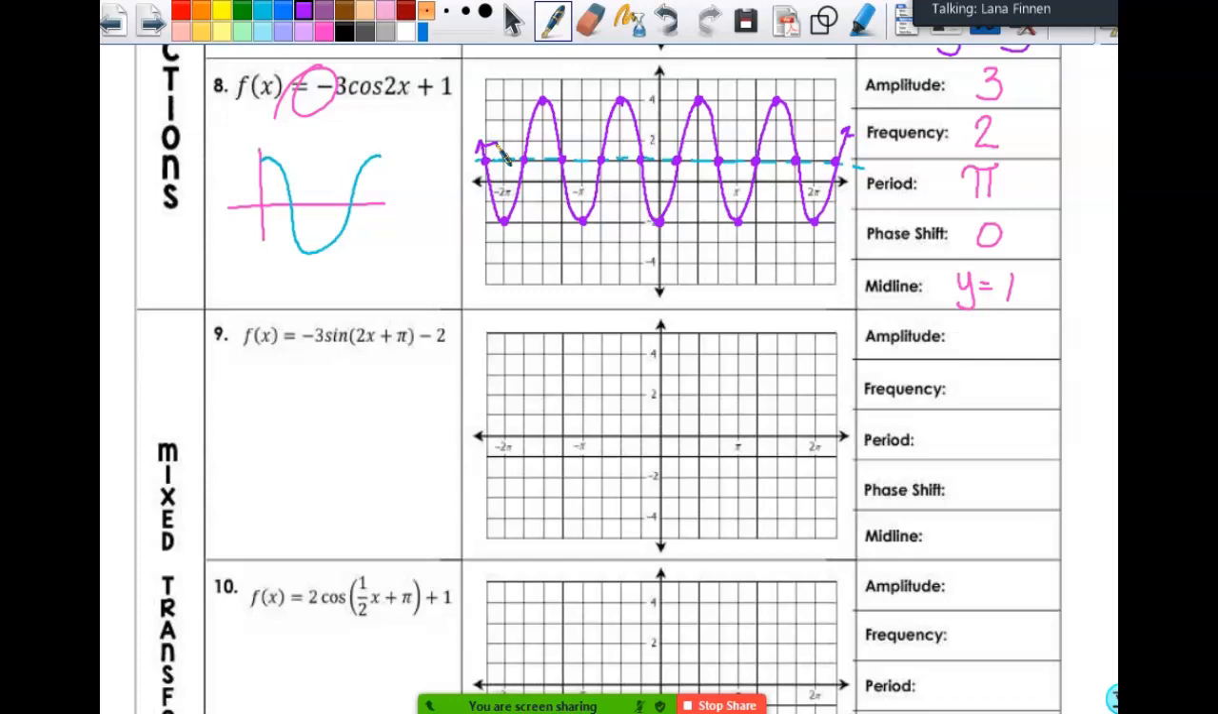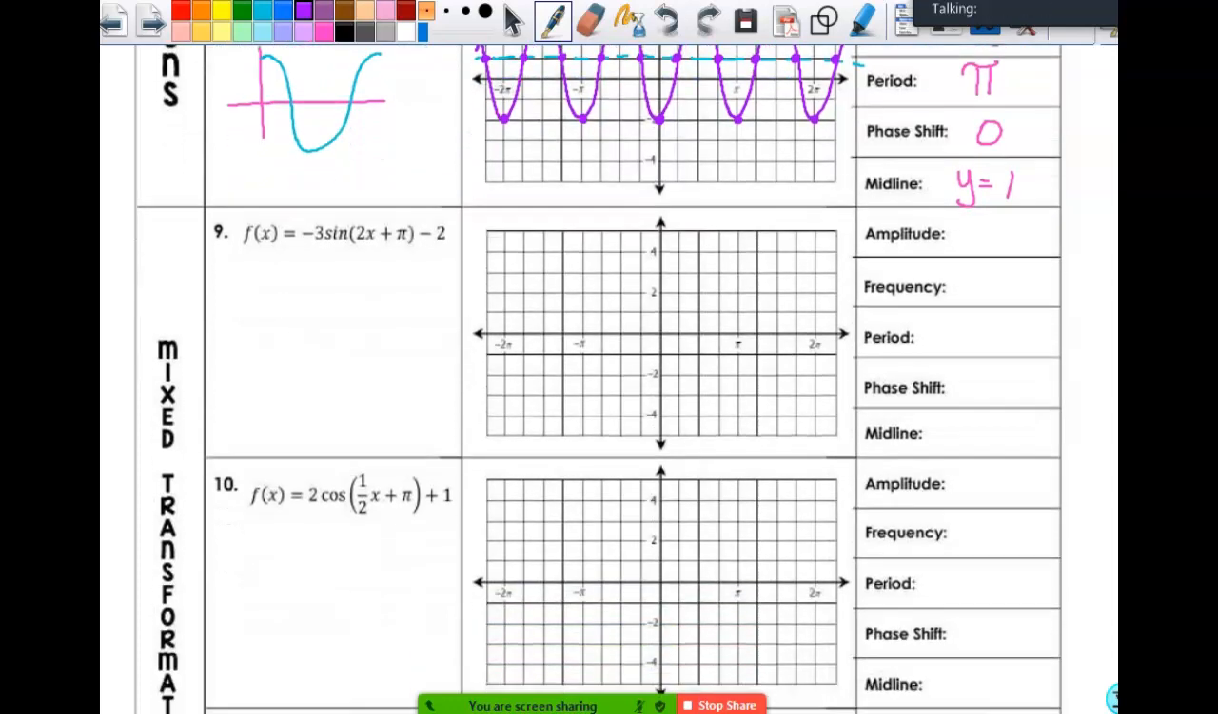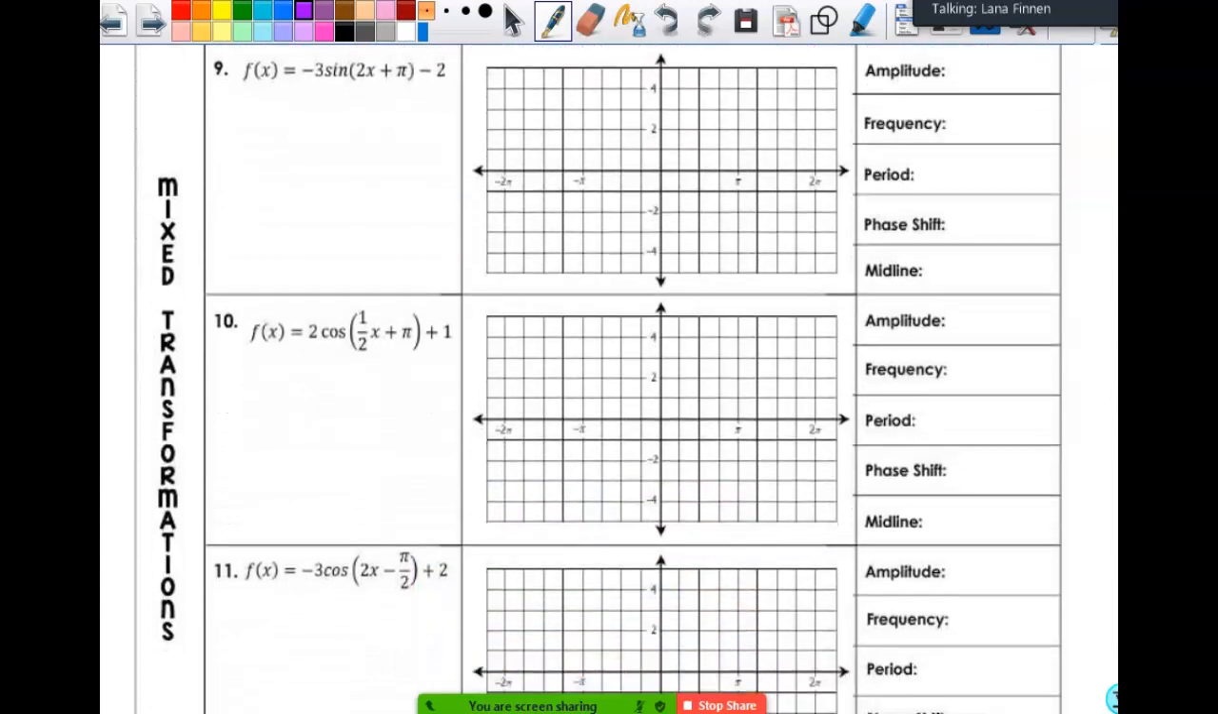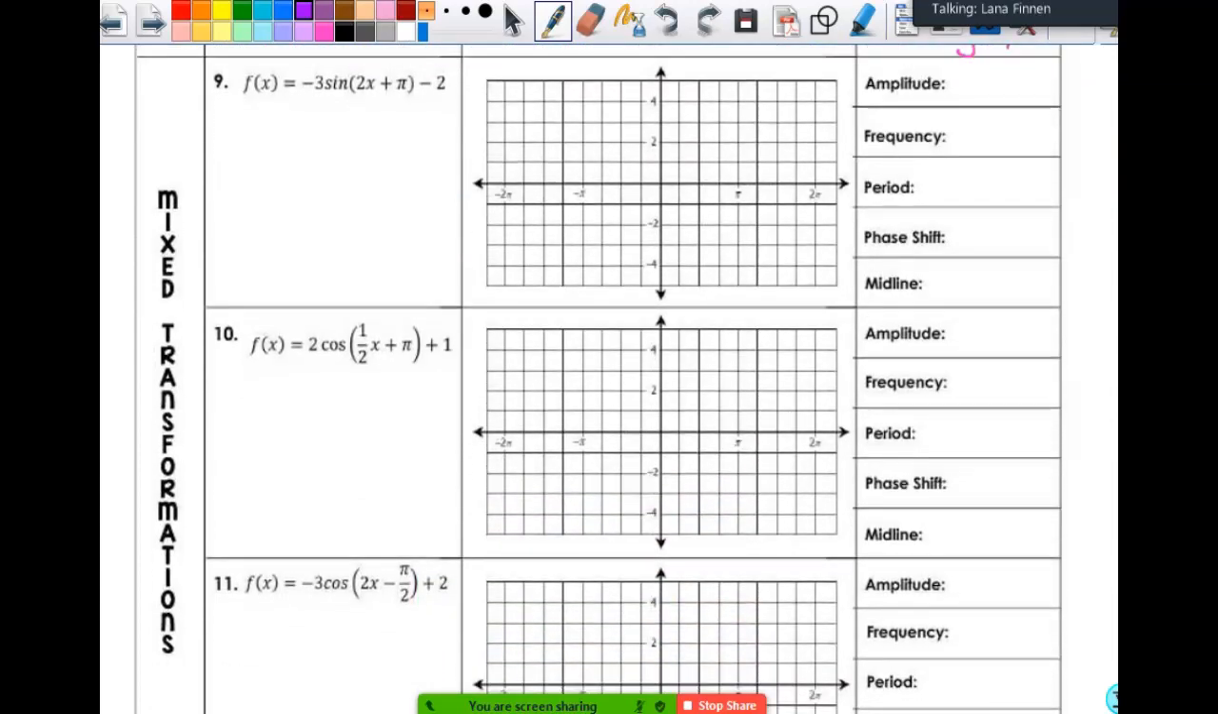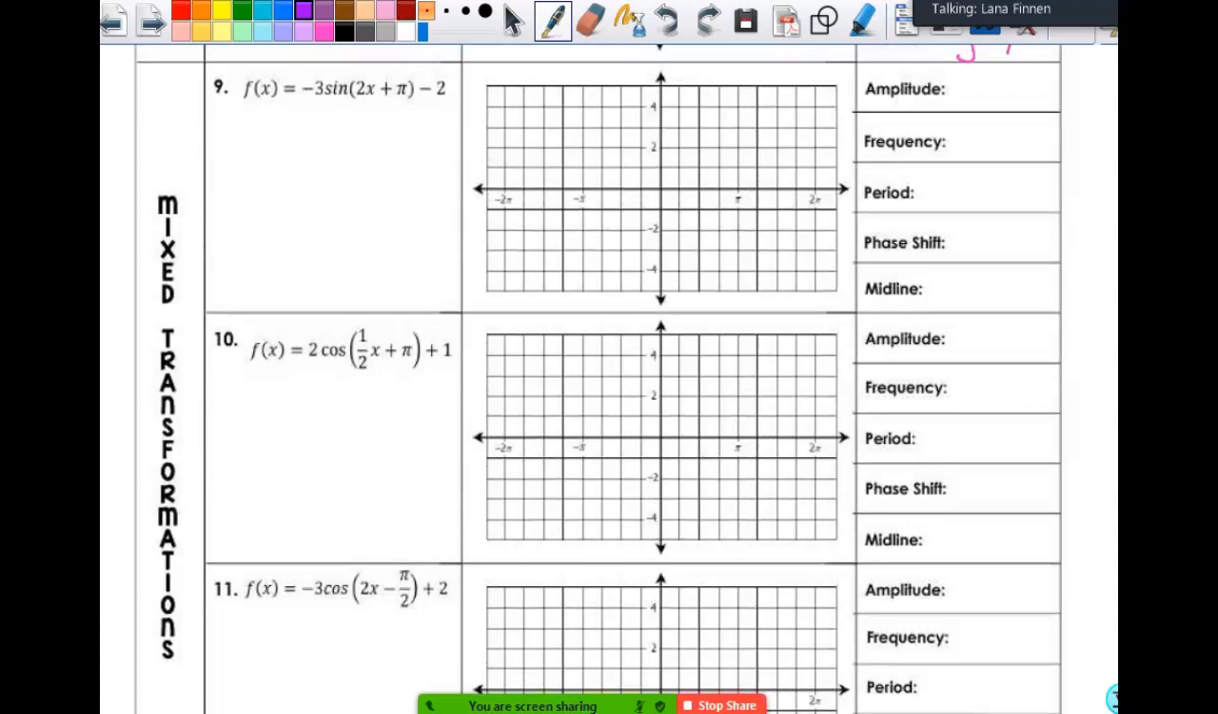All right, so 9, 10, and 11 are kind of everything all together. A, B, C, and D plus a reflection. You could have any or all of the parts of that. So a couple of things I want to look at first. I've got a negative, so I'm going to circle it. And I need to factor B out. So this is going to be f of x equals negative 3 times the sine of 2 times x plus what? Pi halves. Good. And then minus 2.